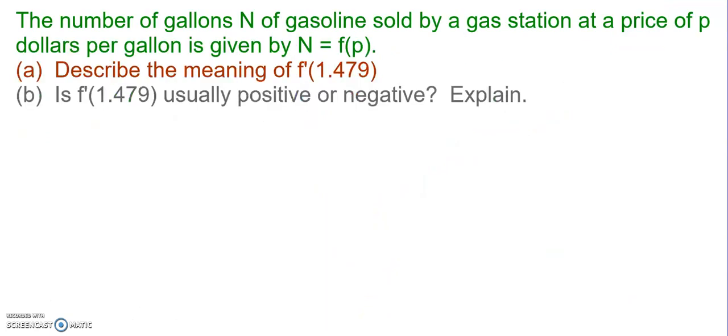The next one. The number of gallons N of gasoline sold by a gas station at a price of P dollars per gallon is given by N equals F of P. So I want you to describe the meaning of F prime of 1.479. And then I want you to think about, is F prime of 1.479 usually a positive or a negative number? And then explain why.